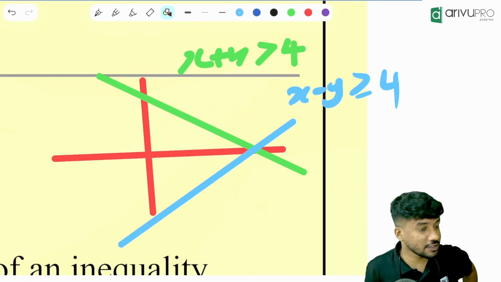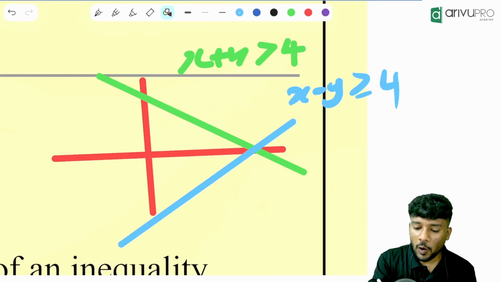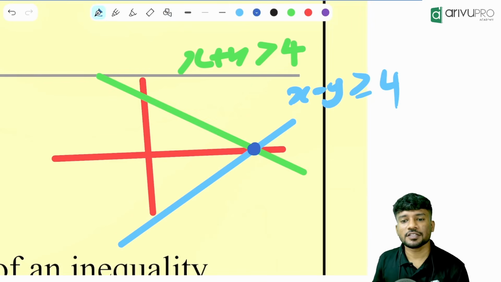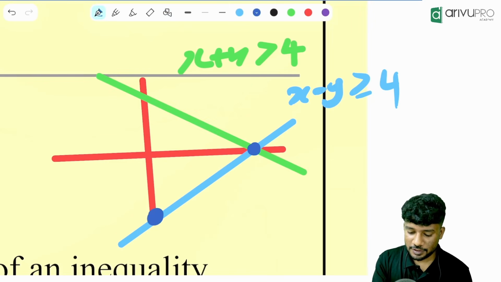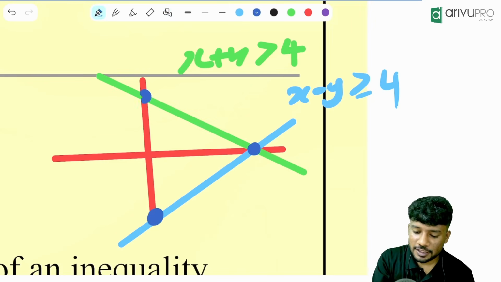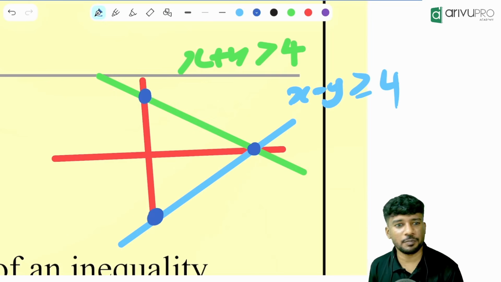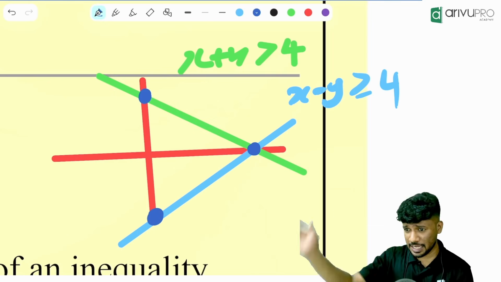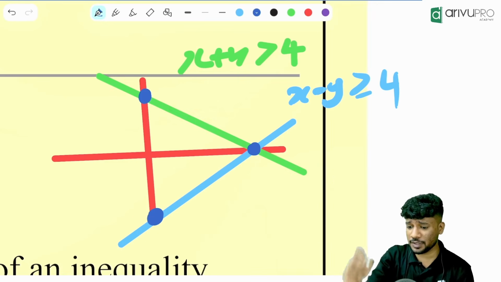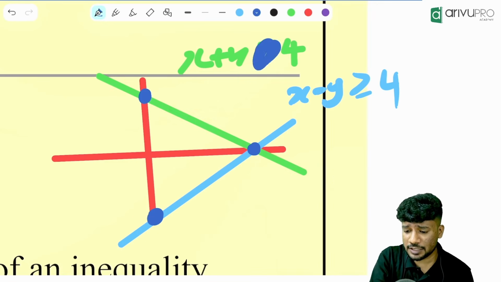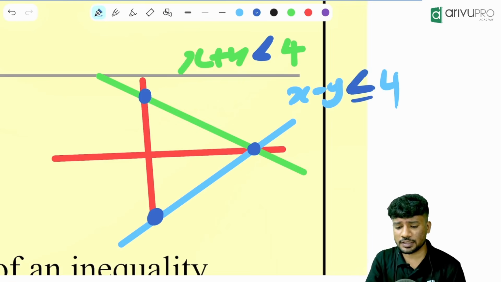Yesterday we studied this. Now, people, boundary points are nothing but the points where they meet, right? This point, this point, this point. Whatever point they meet at is called the boundary point. The area will be in between. If you want, instead of greater than, you put less than or equal to, then this is also less than or equal to.